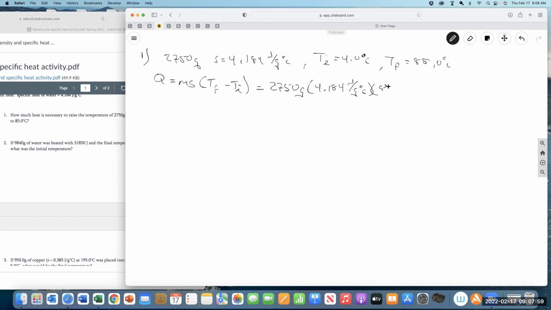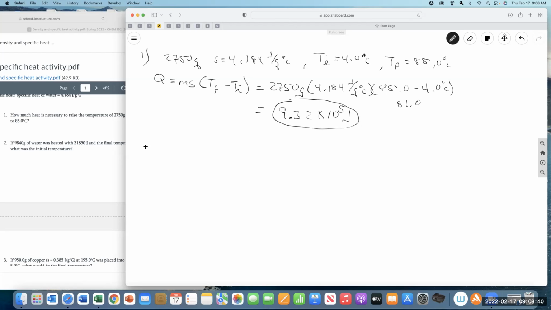Just watch your sig figs, 85.0 minus 4.0. Those zeros are significant. So this becomes 81.0. So that's 3 sig figs. So I have 3, 4, 3. So 2750 times 4.184 times 81. And let's put this in scientific notation. So I get 9.32 times 10 to the 5th joules.